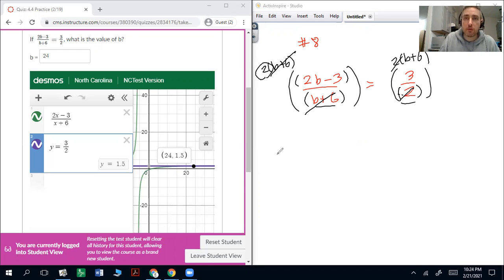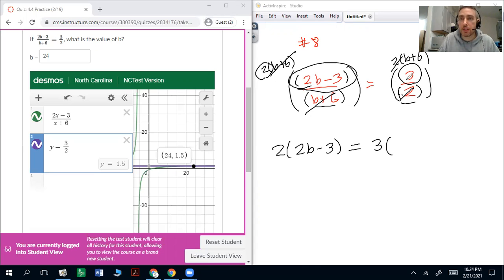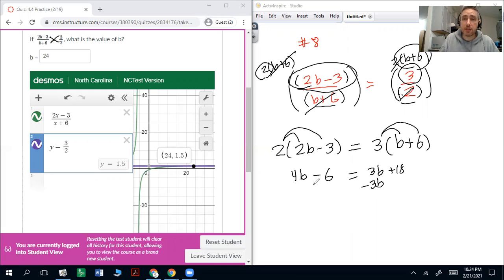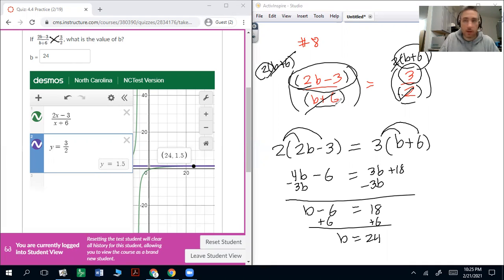So it's really going to be 2(2b - 3) = 3(b + 6). So it's just good old cross multiplication there. We're going to distribute: 4b - 6 is equal to 3b + 18. So I'll take away 3b from both sides, and we'll get b - 6 = 18, at which point I can add the 6 to the 18. And b is going to get you 24, and I'm safe. 24 + 6 is not 0, so your answer is going to be 24.